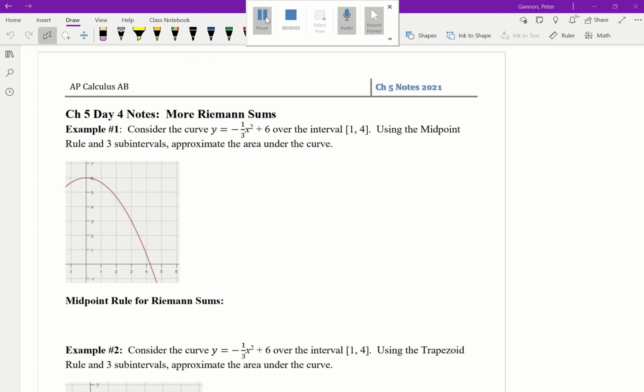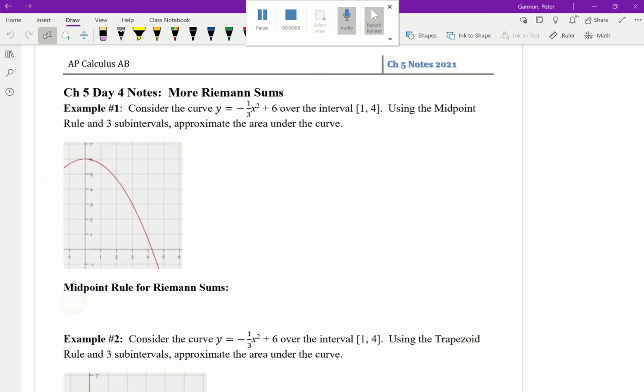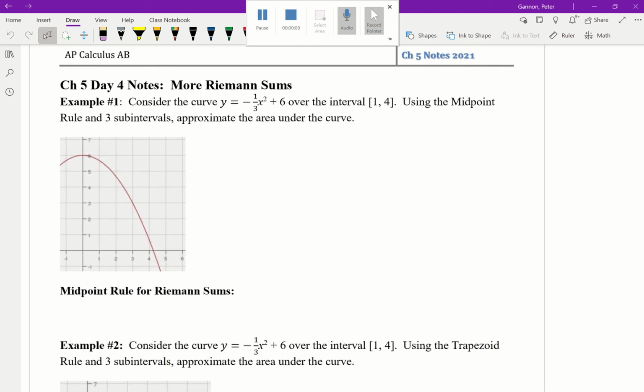Guys, welcome to the 5.4 notes. We're going to take a look at more Riemann sums in these videos. So we did left endpoint and right endpoint Riemann sums in 5.3. Today we're going to look at two other ones, the midpoint Riemann sum and then also the trapezoidal Riemann sum.